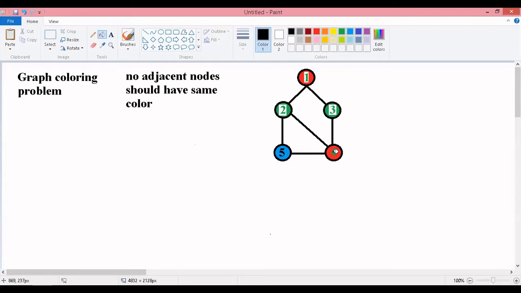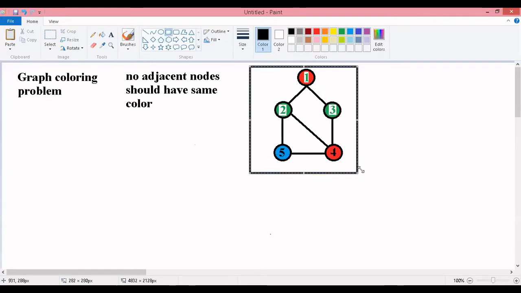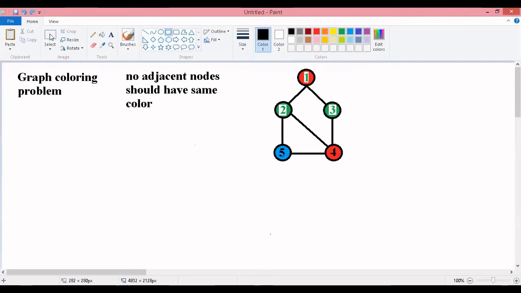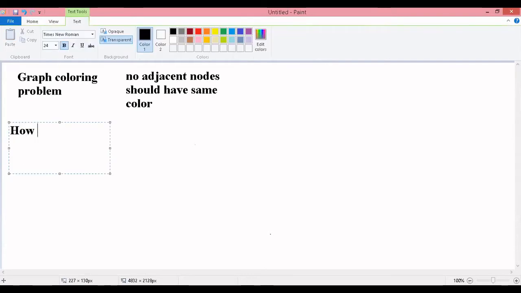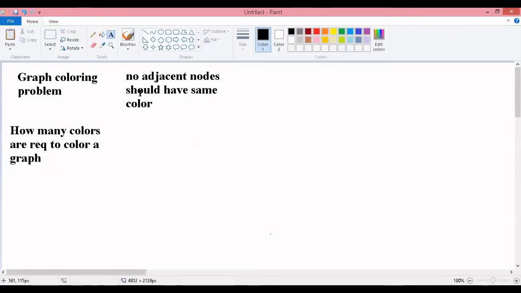Okay. Now I think the students have understood the simple logic of this problem. Here you are supposed to know two important things. I will type it here. The first important thing is how many colors are required to color a graph, keeping in mind the condition that no adjacent node should have the same color.